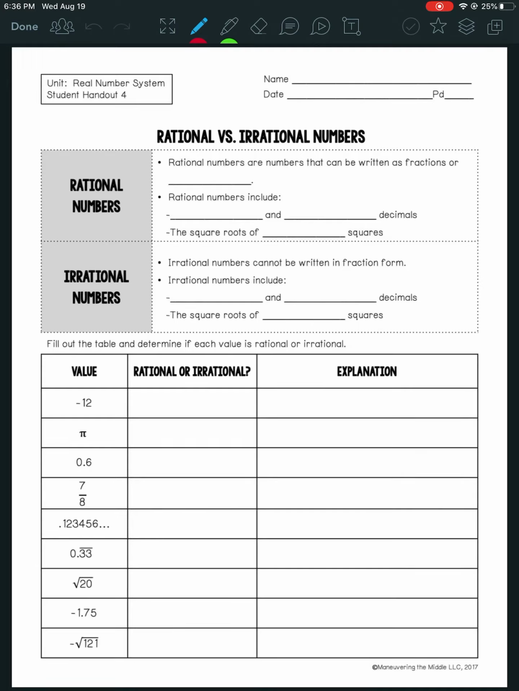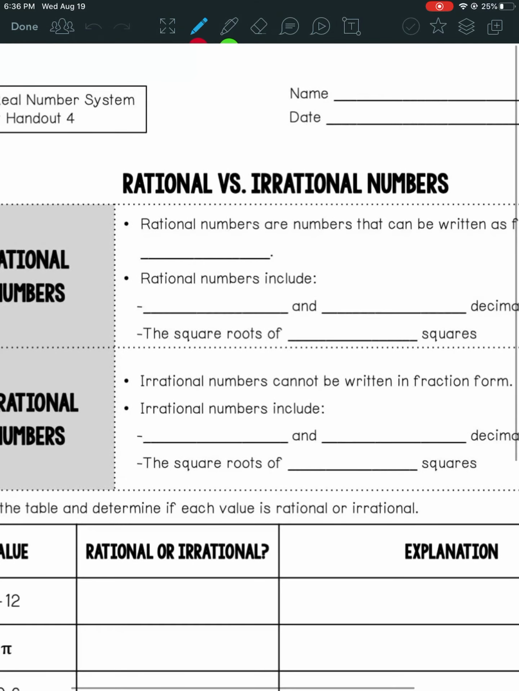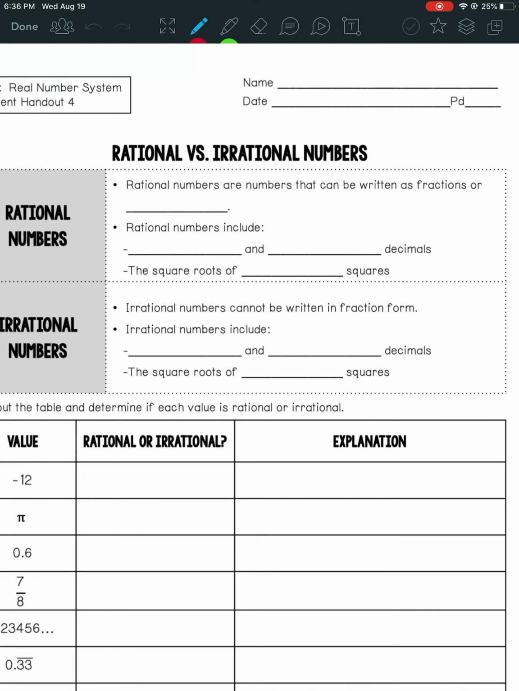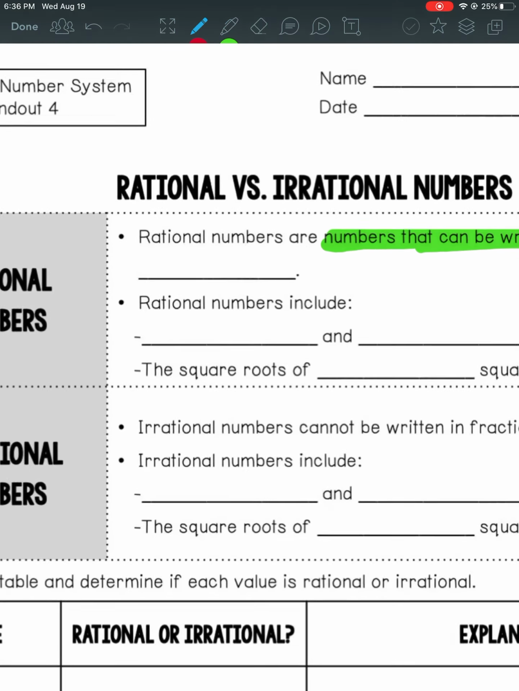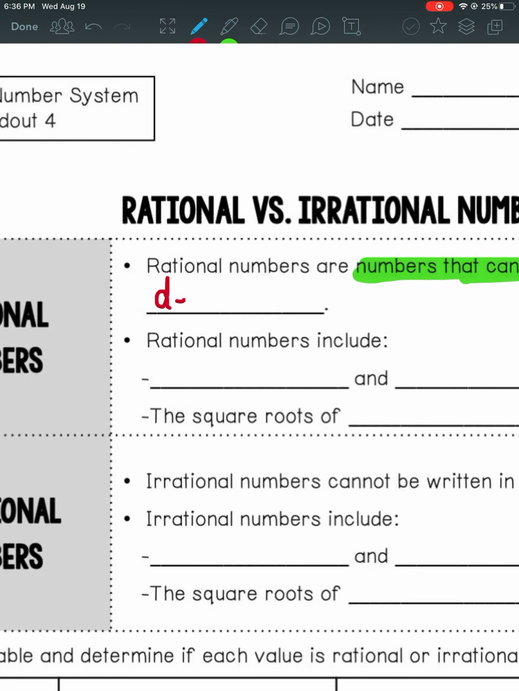So we're going to start out with two definitions. Rational numbers, to make it as simple as possible, are any numbers that can be written as a fraction. So numbers that can be written as a fraction, or we can also write them as decimals.